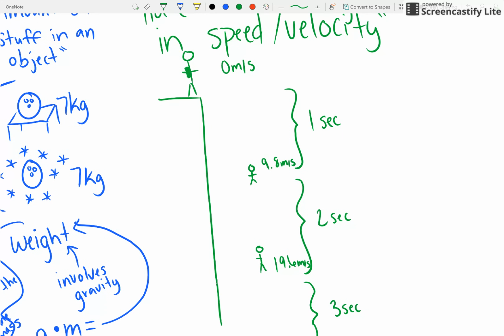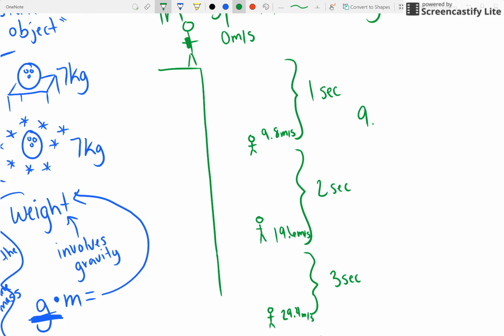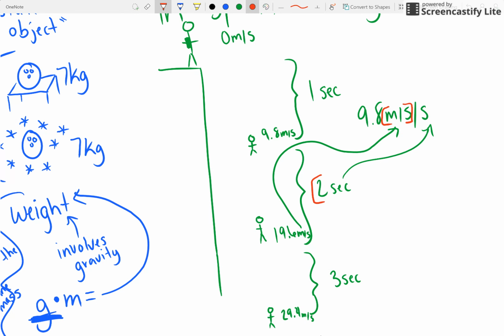So, every second you have increased 9.8 meters per second. So, the rate you increased was in seconds, and this is the speed that you were traveling. So, you were traveling in meters per second. And the rate that we talked about increasing you at was in seconds. Right here.